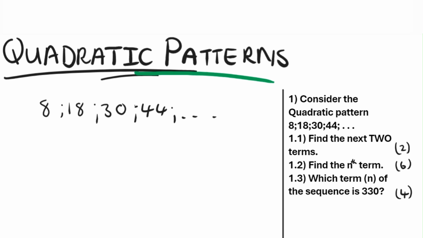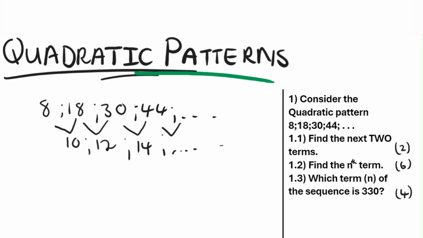And then after writing it on our workbook, we want to subtract the first term from the second term. We say 18 minus 8, that is 10. 30 minus 18, that will give you 12. 44 minus 30, that will give you 14. And so on and so forth like that, okay?